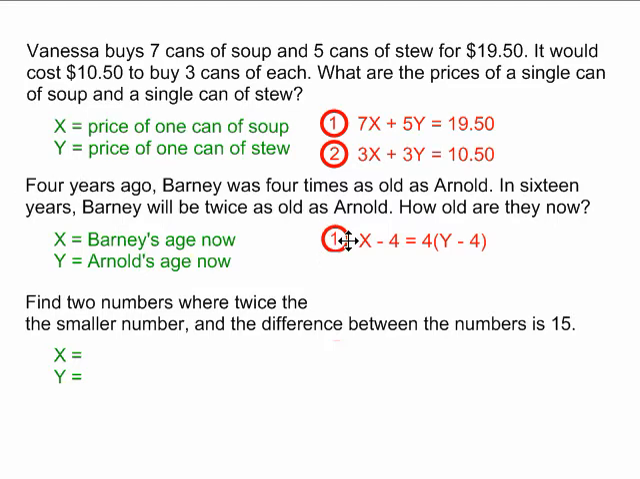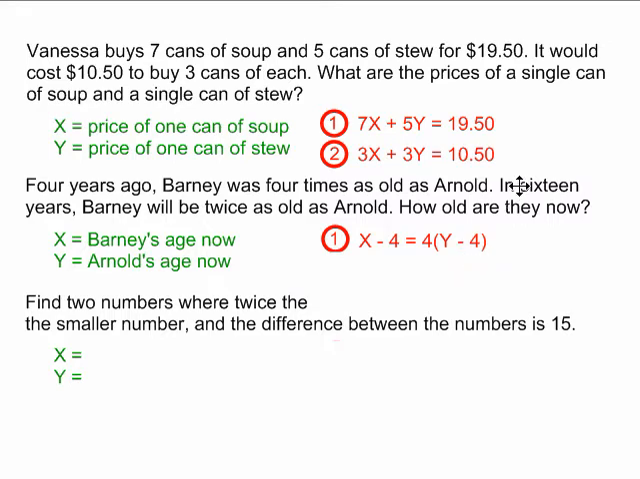Barney's age 4 years ago is represented by x minus 4. The word was is the equal sign. 4 times as old as means something is being multiplied by a 4, so I put a 4 and a bracket. And then as old as Arnold means Arnold's age, but again it's 4 years ago, so I have to express Arnold's age as y minus 4, which will give his age 4 years ago.